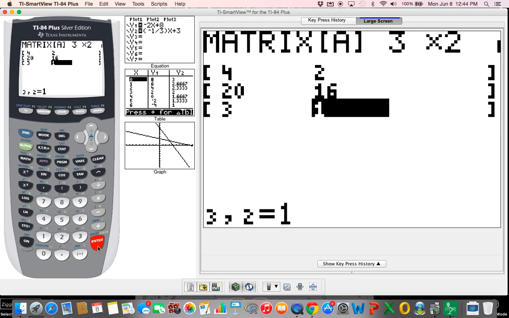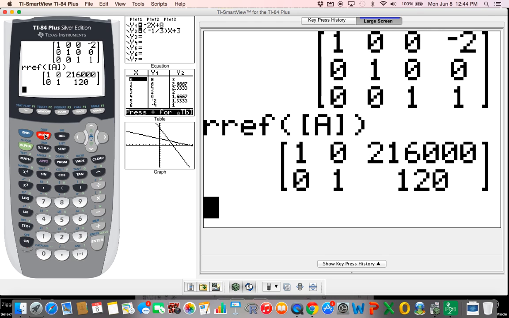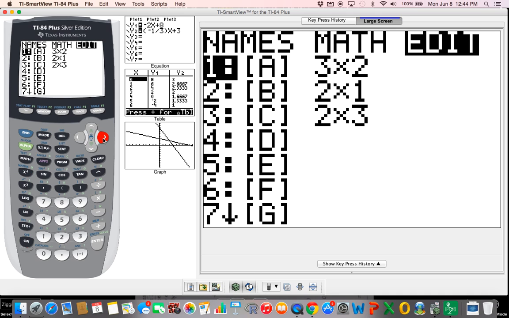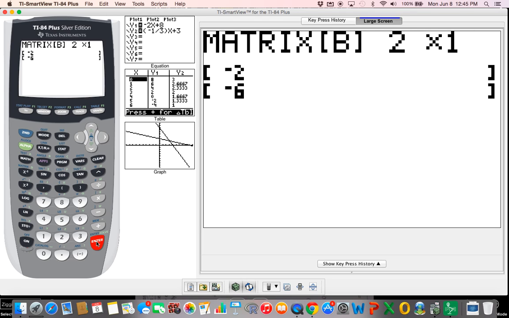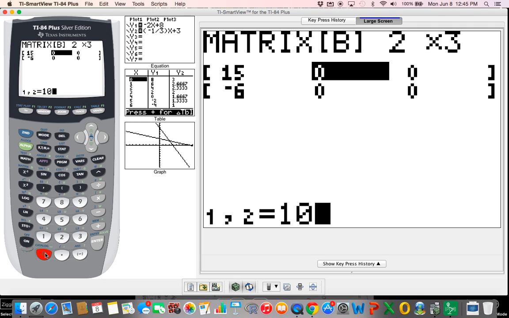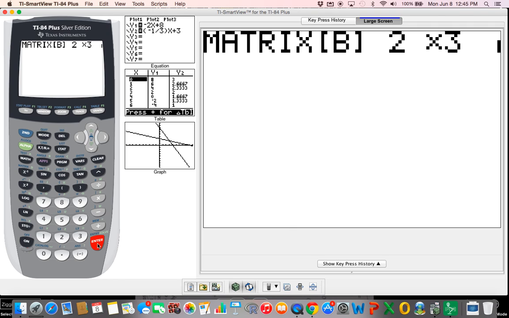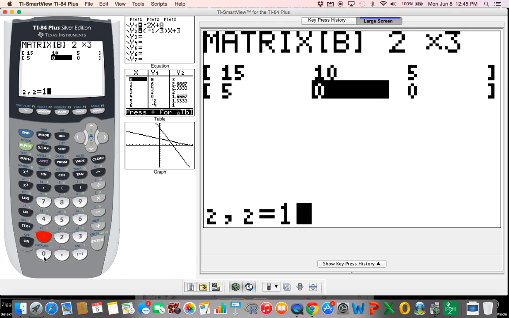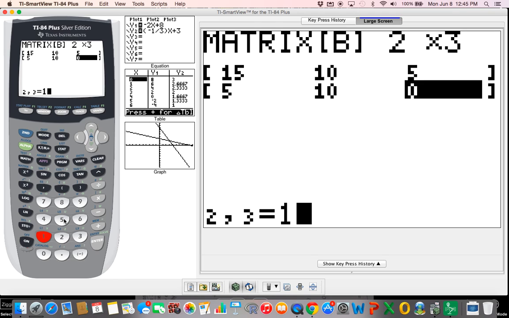All right. Now, second function quit. Go back into matrix. Scroll over to edit. We'll come down to B and we'll set it up as the N matrix. Now, guys, this is a 2 by 3. So we have 15, 10, 5, 5, 10, and 15. All right, let's get out of there.